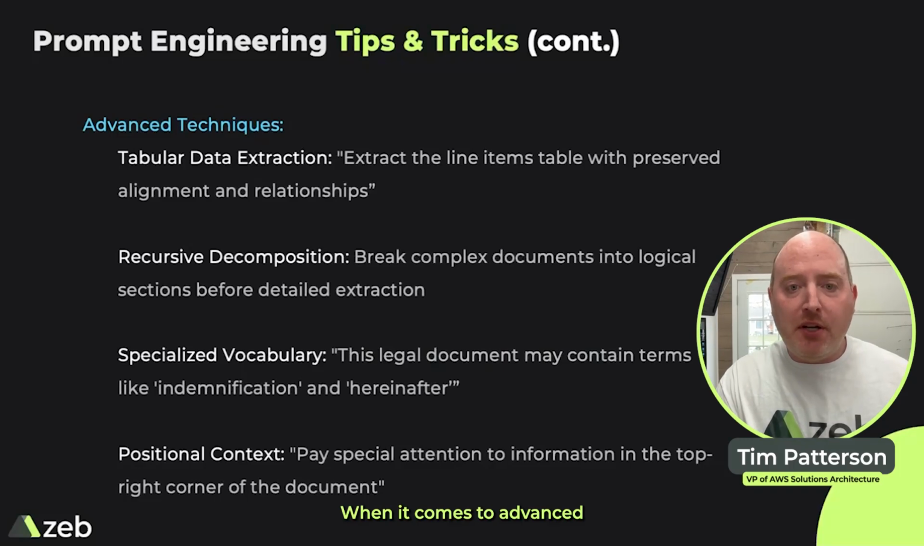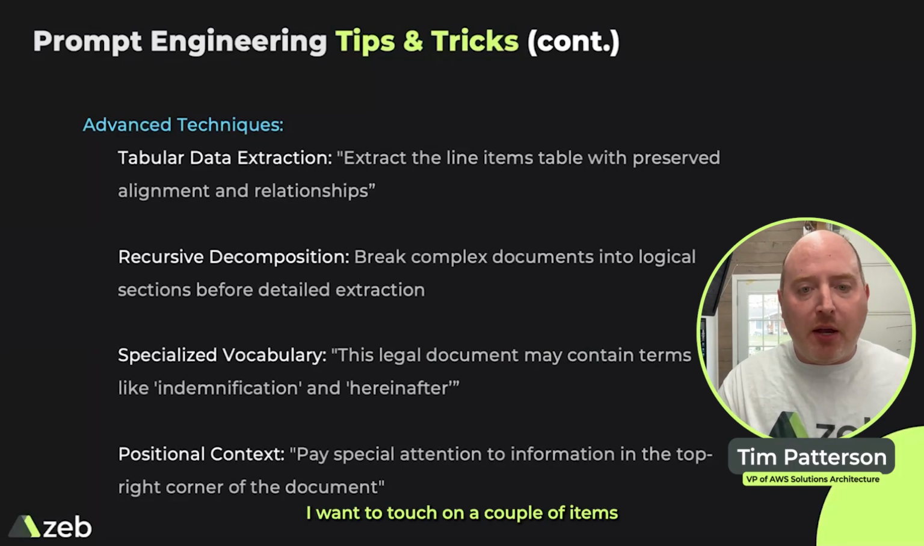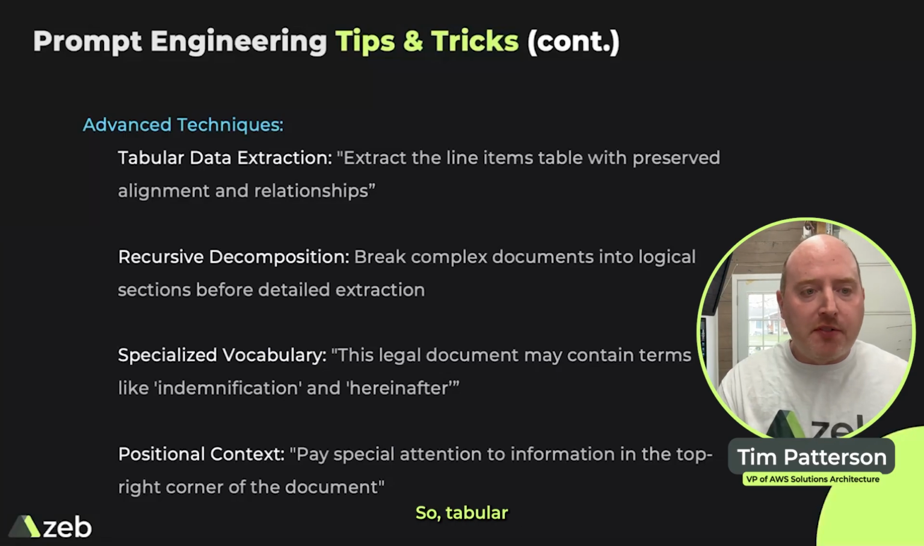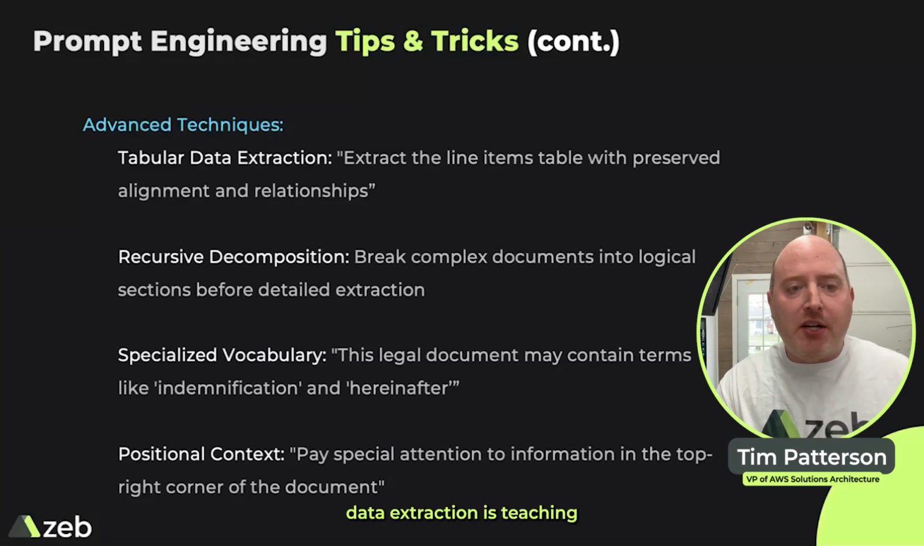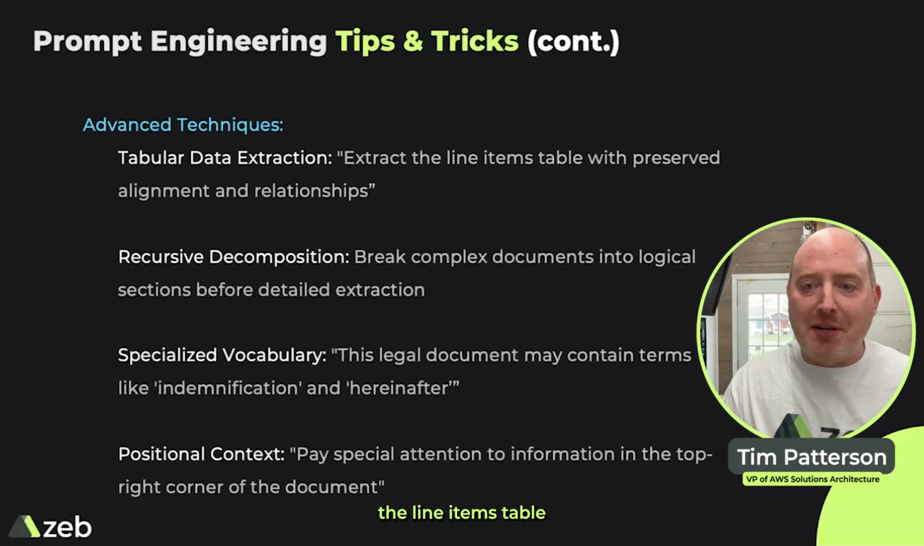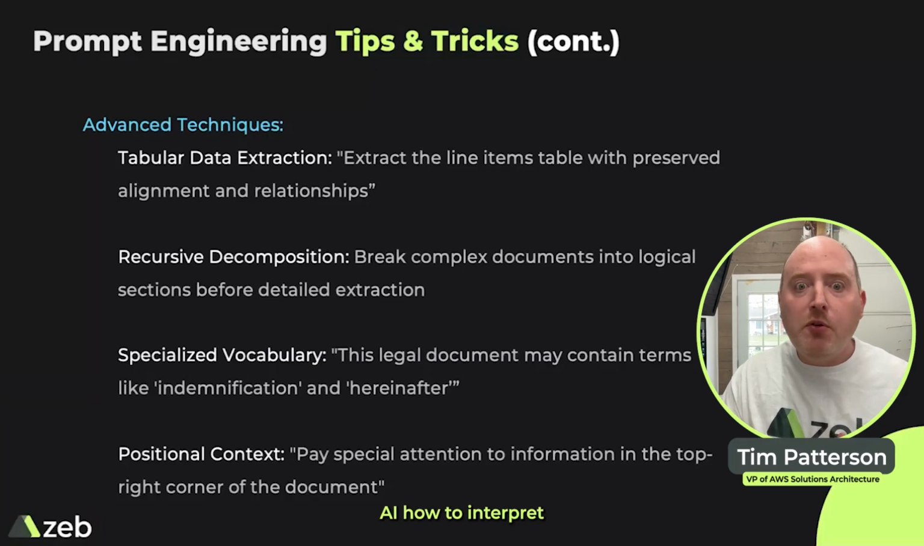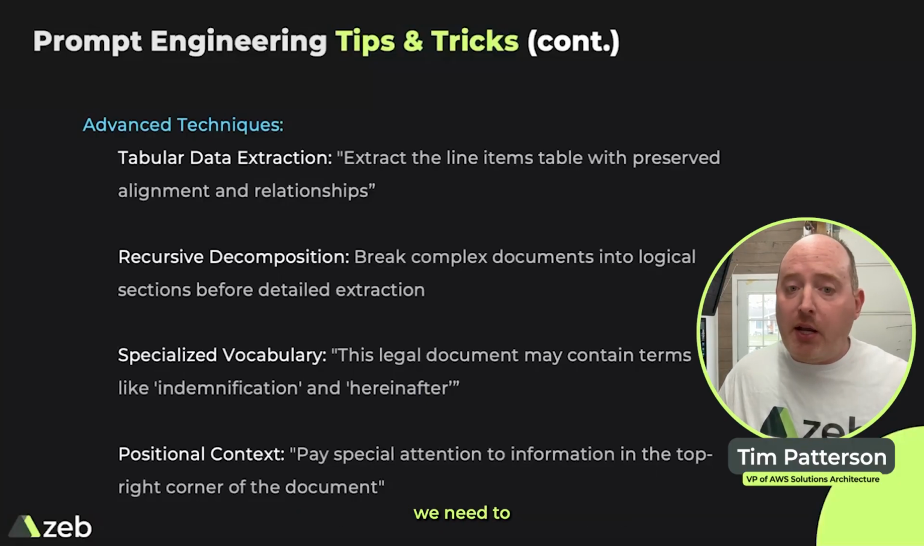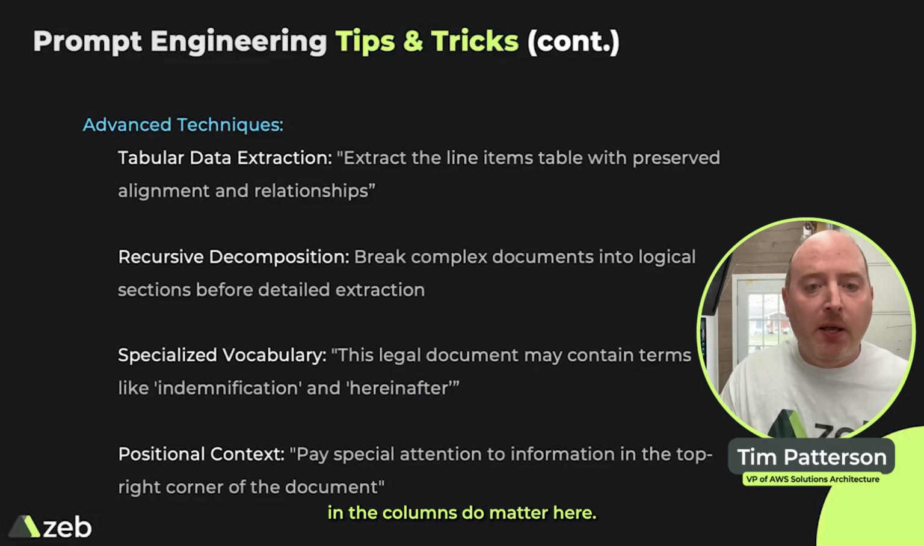When it comes to advanced techniques for prompt engineering with intelligent document processing, I want to touch on a couple of items here. So, tabular data extraction is teaching AI to respect relationships, and this is something that we could all learn from. So for example, extract the line items table with preserved alignment and relationships. This is telling AI how to interpret the tabular data that you're giving it, and you're making it known that, hey, we need to preserve these relationships and the columns do matter here.